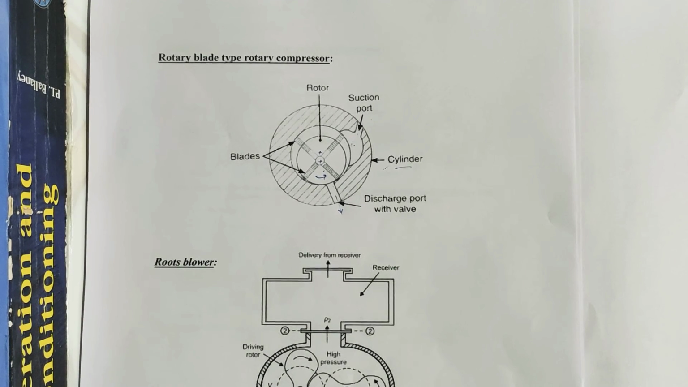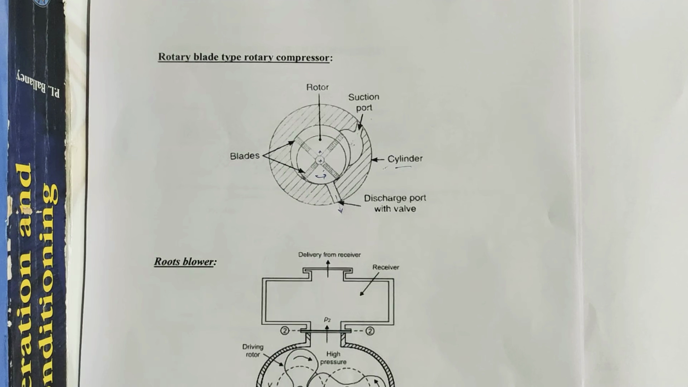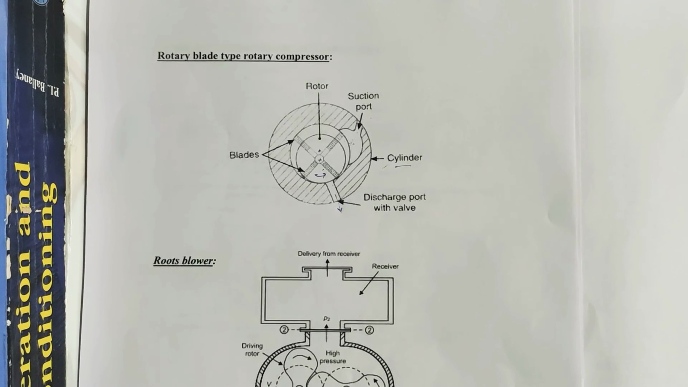And remember one thing, that rotary compressors are normally used in a single stage up to a capacity of 5 ton.